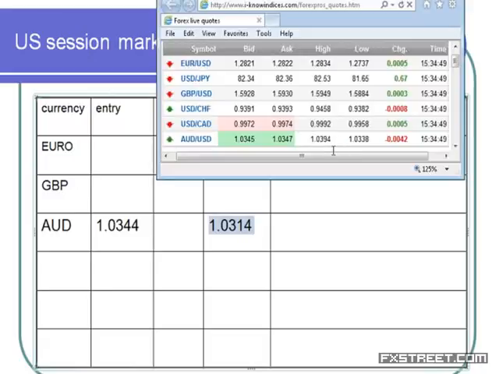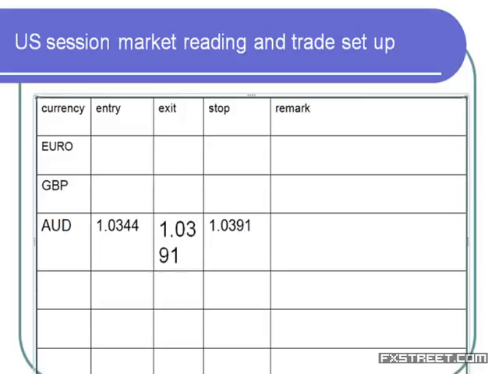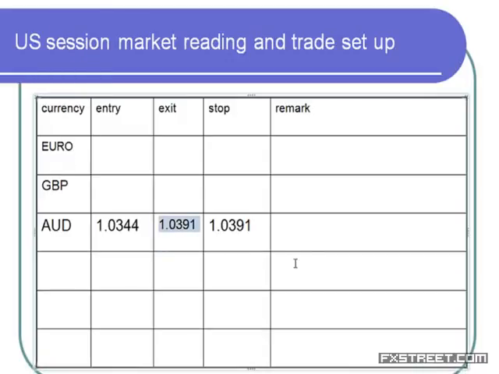The initial high has not been breached in the case of the Australian dollar. Only in the case of euro and GBP have they breached it. So 1.0394 is where we will keep the limit. And to be on the safe side, we will keep it about 2-3 pips below that, and the stop is at 1.0314.